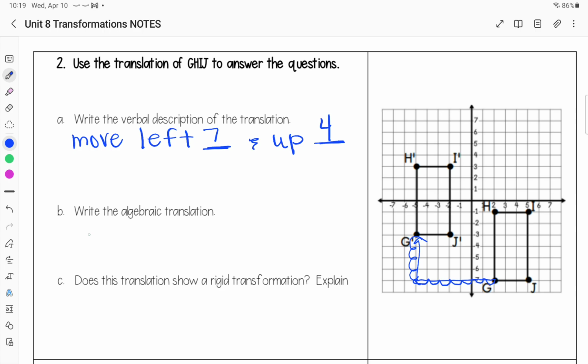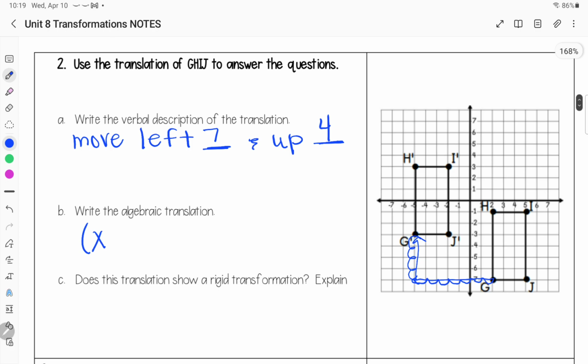Algebraically, again, we started with our original x and we started with our original y. We took each x value and we moved it left 7, so we're going to subtract 7. We took each y value and we went up 4, so we're going to add 4. That's what it would look like algebraically.